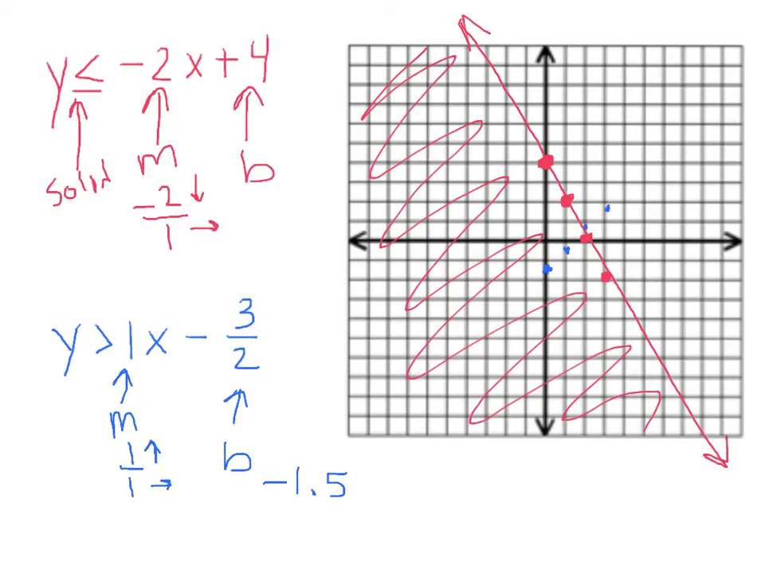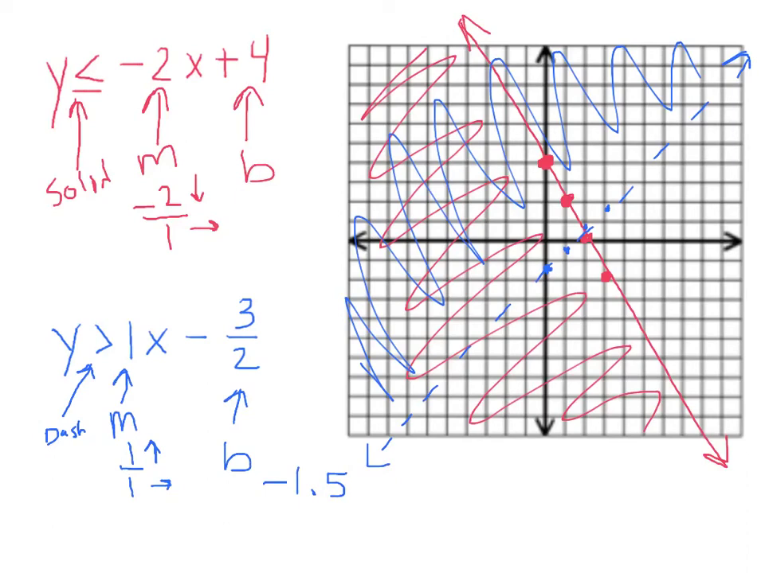Before we graph our line, we look at the inequality. It does not have a line under it because it is y is greater than. Since it is just greater than, we use a dashed line. It says y is greater than 1x minus 3 halves, so all my y values are larger than the expression, or above the line. So we shade above the line.